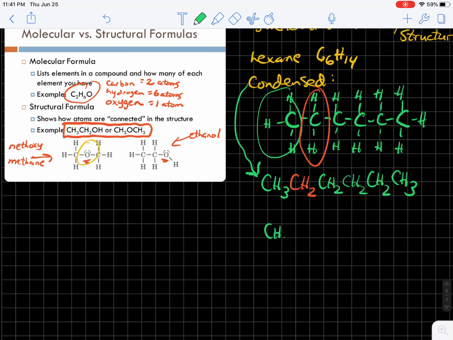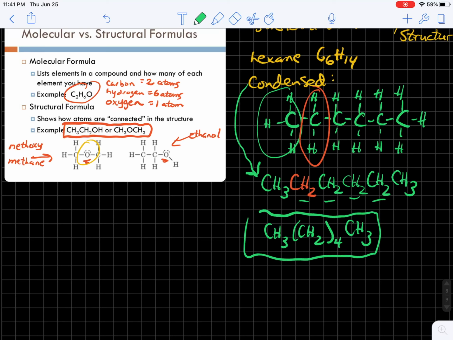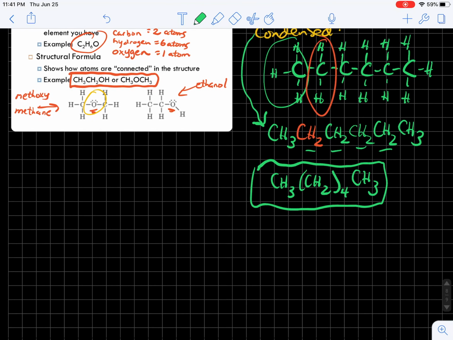And you could even shorten that condensed structural formula by writing CH3, now CH2 in parentheses, and then you say how many of those CH2 groups you have. We have 1, 2, 3, 4 of them, so we're going to put a little subscript 4, and then put another CH3 at the end. So that would be a better condensed structural formula.